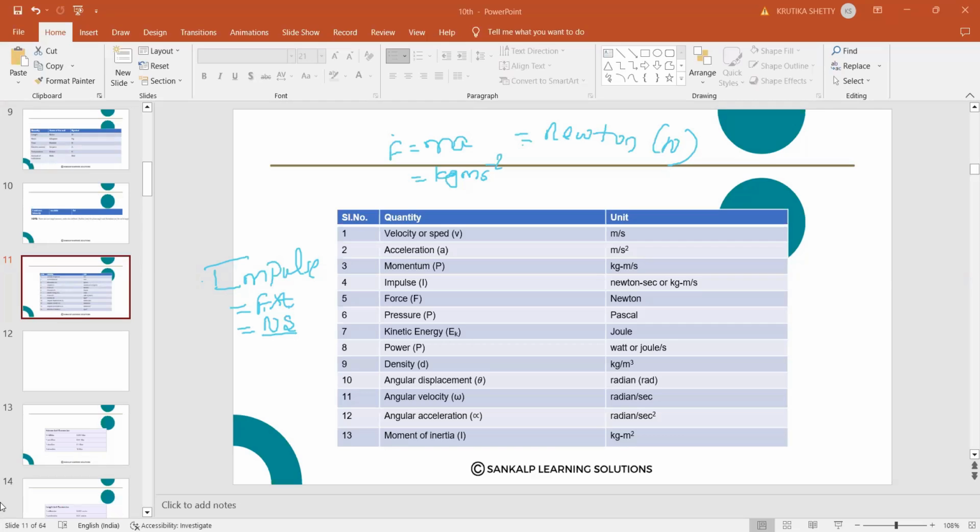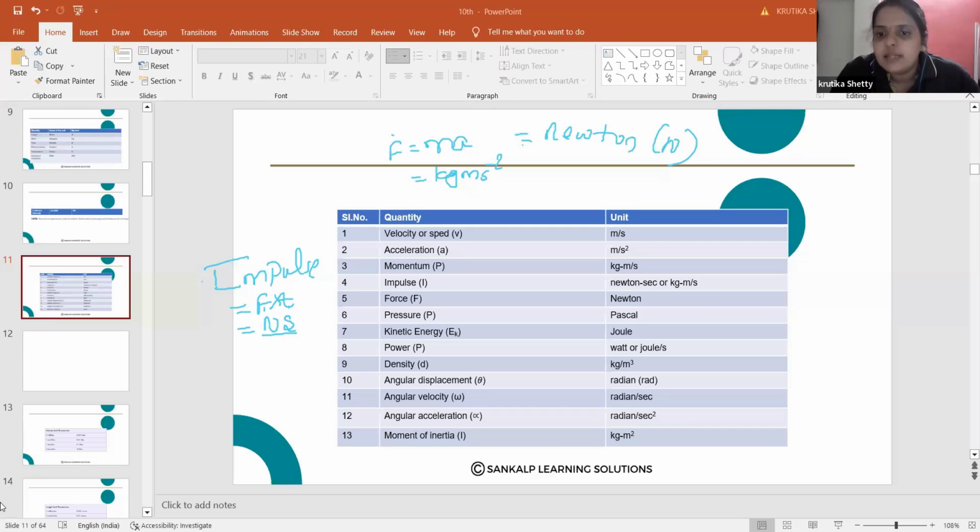Mass by volume. Yes, it is mass divided by volume. Yes, very good. So it is mass divided by volume. Right? Similarly, all other quantities you can see there. One more I'll ask, that is moment of inertia. Moment of inertia, what unit are they giving? It is kg meter square.